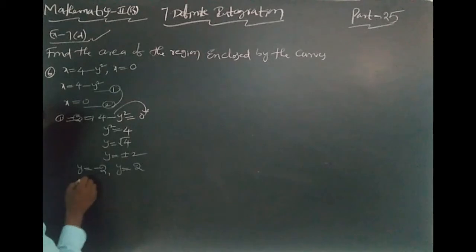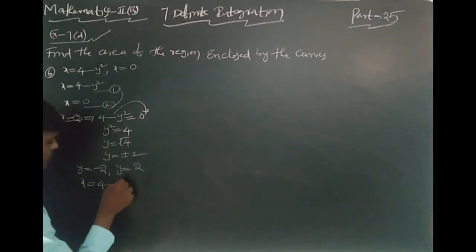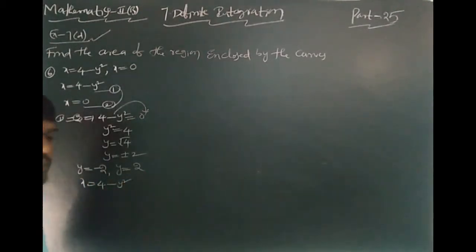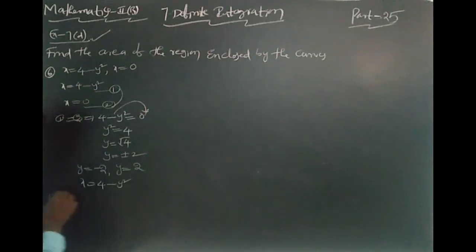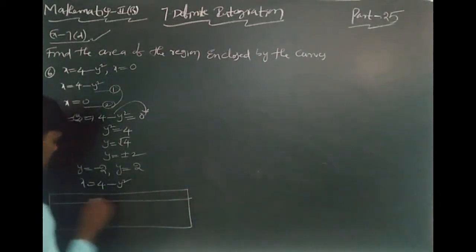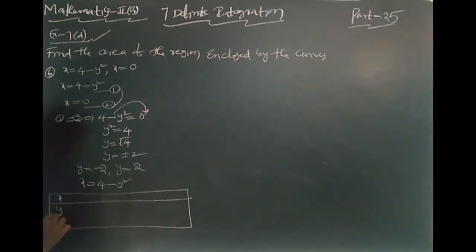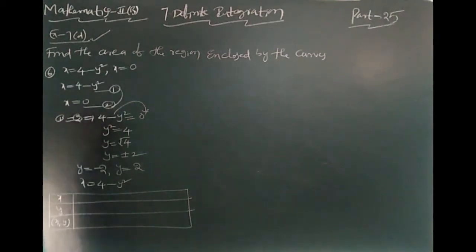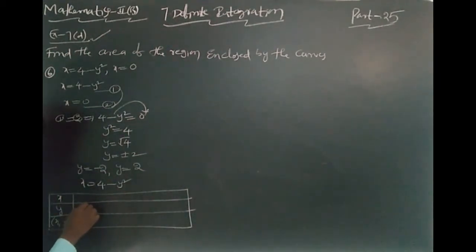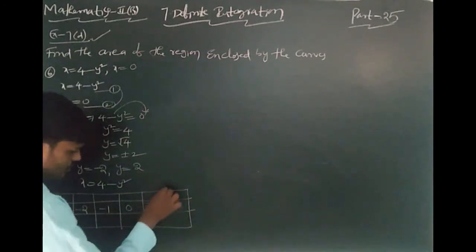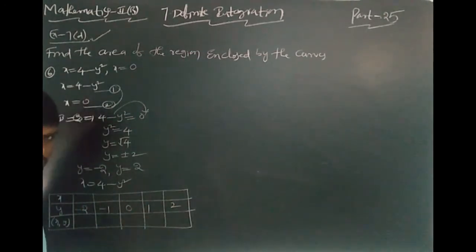The curve is x is equal to 4 minus y square. In this curve, the y limits, 2 limits, are given. You can draw the table. This one is x, this one is y coordinates, this one is the x comma y ordered pair. In the y coordinates, first we have to take minus 2, after that minus 1, 0, 1, 2.